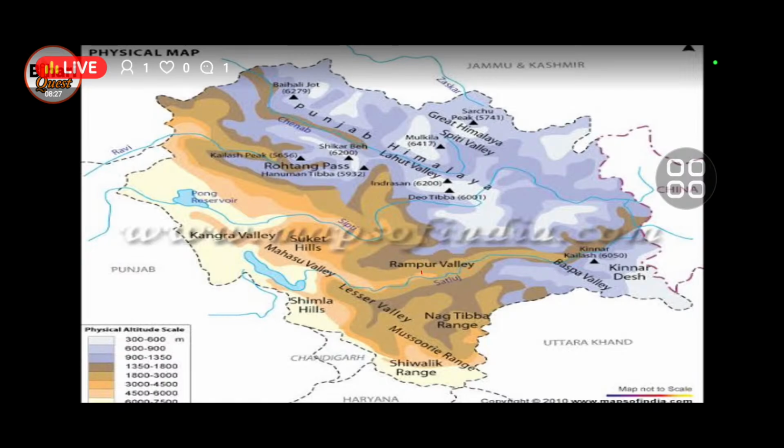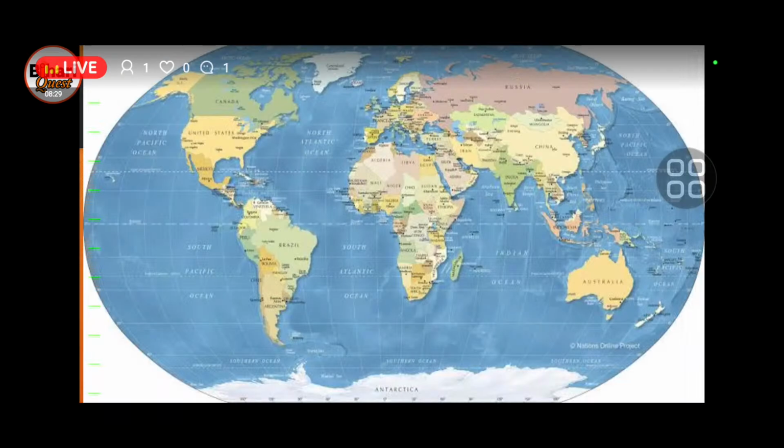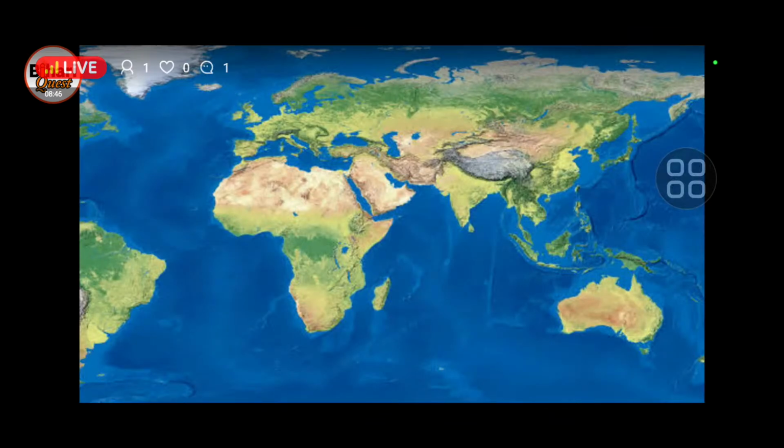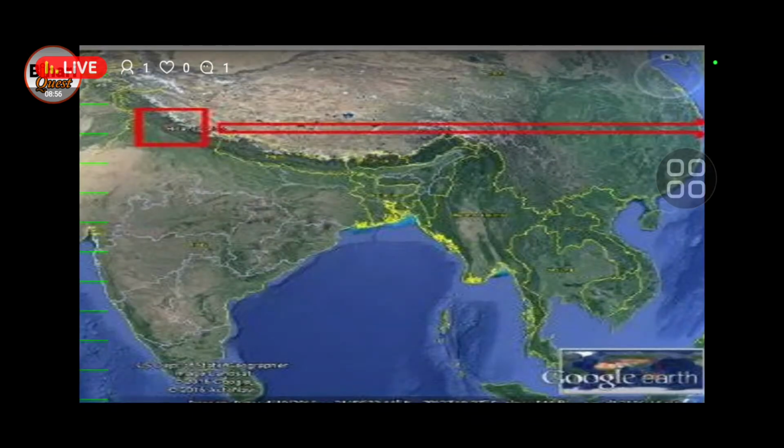We will learn many things today about Shivalik. First of all, this is the world map. Our India is located in the northern hemisphere. In India there is a state known as Himachal Pradesh. We are going to discuss it, and the topic name is mountain ranges in Himachal Pradesh. You can see this map. This map is taken by satellite, and in it we see Himachal Pradesh located in the north part of India.